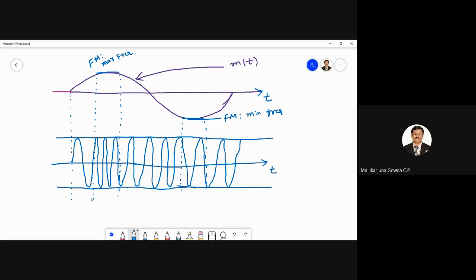Like this. So what I said, this part we find it is F max, and this portion we say it is F minimum. Is this fine? I am asking. When the amplitude of the message signal is maximum, during that time there will be maximum frequency, meaning more number of cycles per second in the frequency modulated signal. When the amplitude of the message signal is at the negative peak, fewer cycles will be there. This we call F minimum.